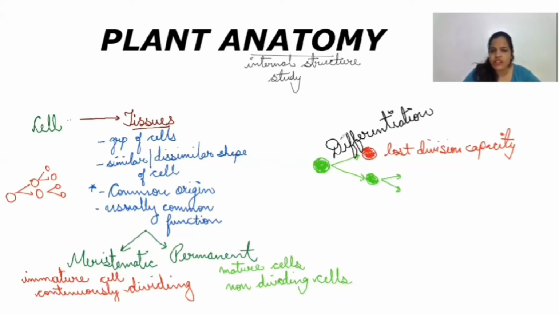So remember this term differentiation. Further, you will get a few more terms linked with this word. Here I am giving you just one term. Differentiation means a meristematic or dividing cell becomes a permanent or non-dividing cell. So when the cell loses its division capacity, we call it differentiation. Clear?